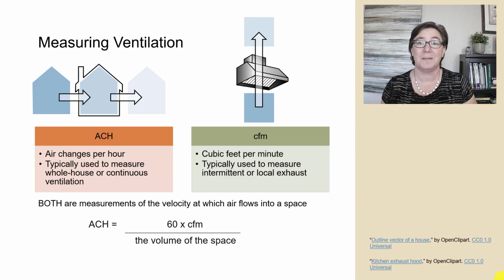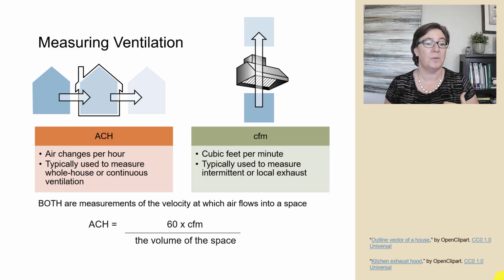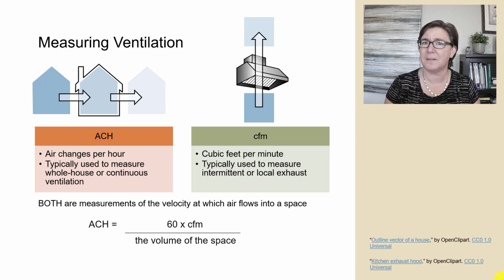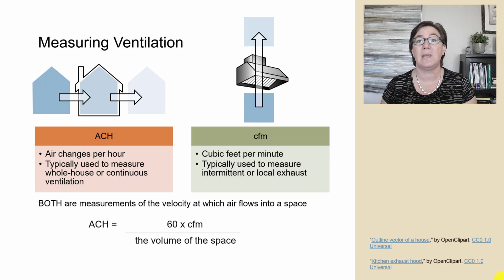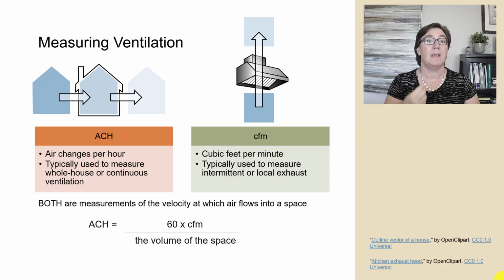So CFM, I just used that term. What is it? How do we measure ventilation? There are two major units that we measure ventilation in, and they are related to each other. Let's start with air changes per hour, which is abbreviated ACH, and it is a measured amount of time. We've got 1 hour, and we count how many times the entire volume of air in that space is replaced. Air changes per hour is typically used to measure whole house or continuous ventilation.